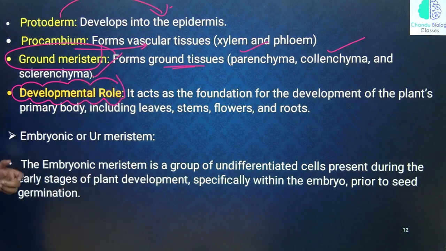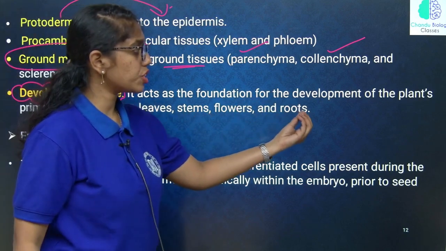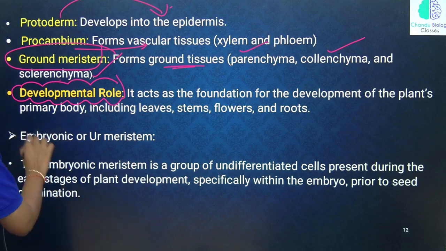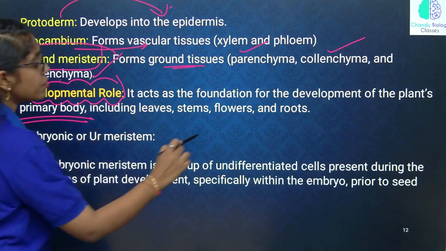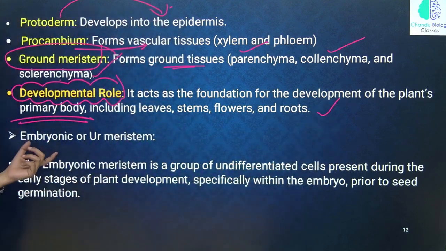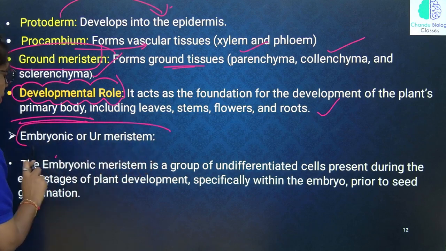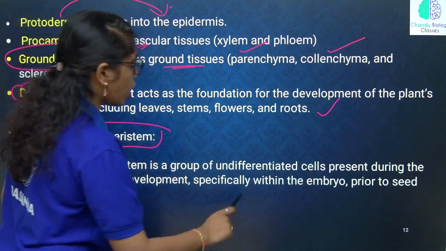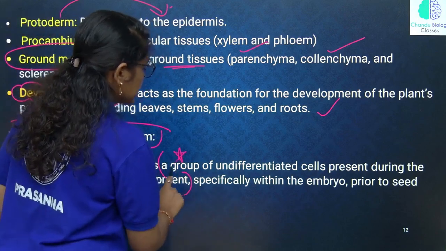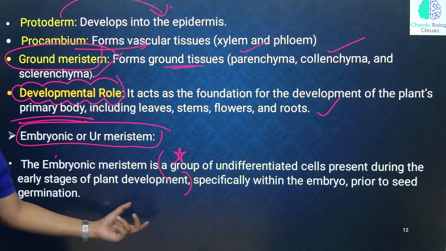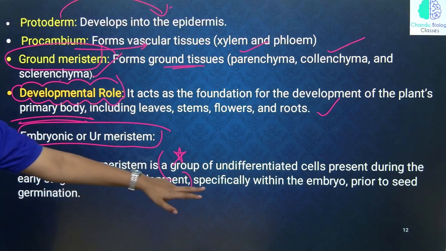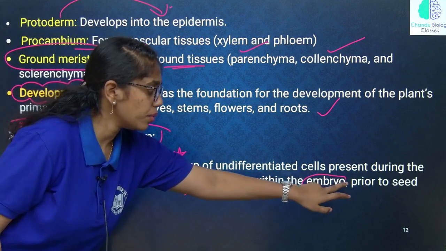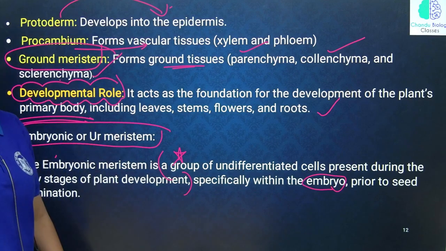Developmental role of promeristem is it acts as the foundation for development of the plant's primary body, including leaves, stems, flowers and fruits. The next type is embryonic meristem. The embryonic meristem is nothing but a group of undifferentiated cells which are present in the early stages of plant development. What are these? These are a group of undifferentiated cells present in the early stage of plant development, specifically within the embryo. They are present within the embryo prior to the seed germination.